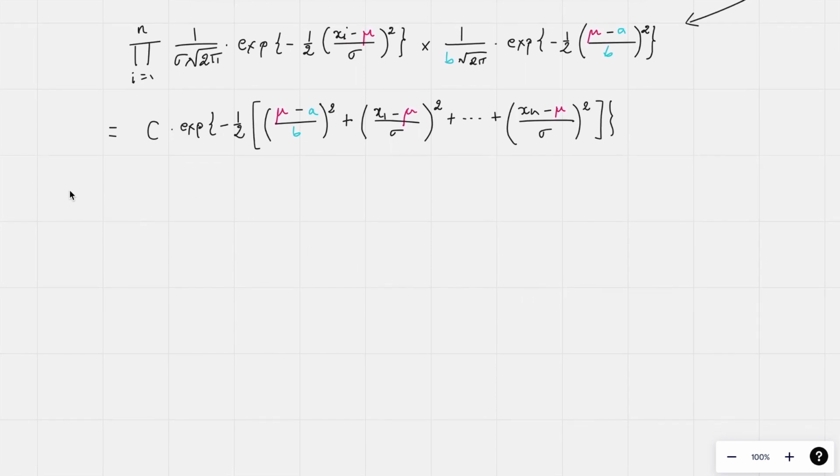I'm just going to focus on the terms between square brackets. And so I'm expanding this, and I obtain mu squared minus 2 times a times mu and plus b squared plus a squared here, and everything is divided by b squared.